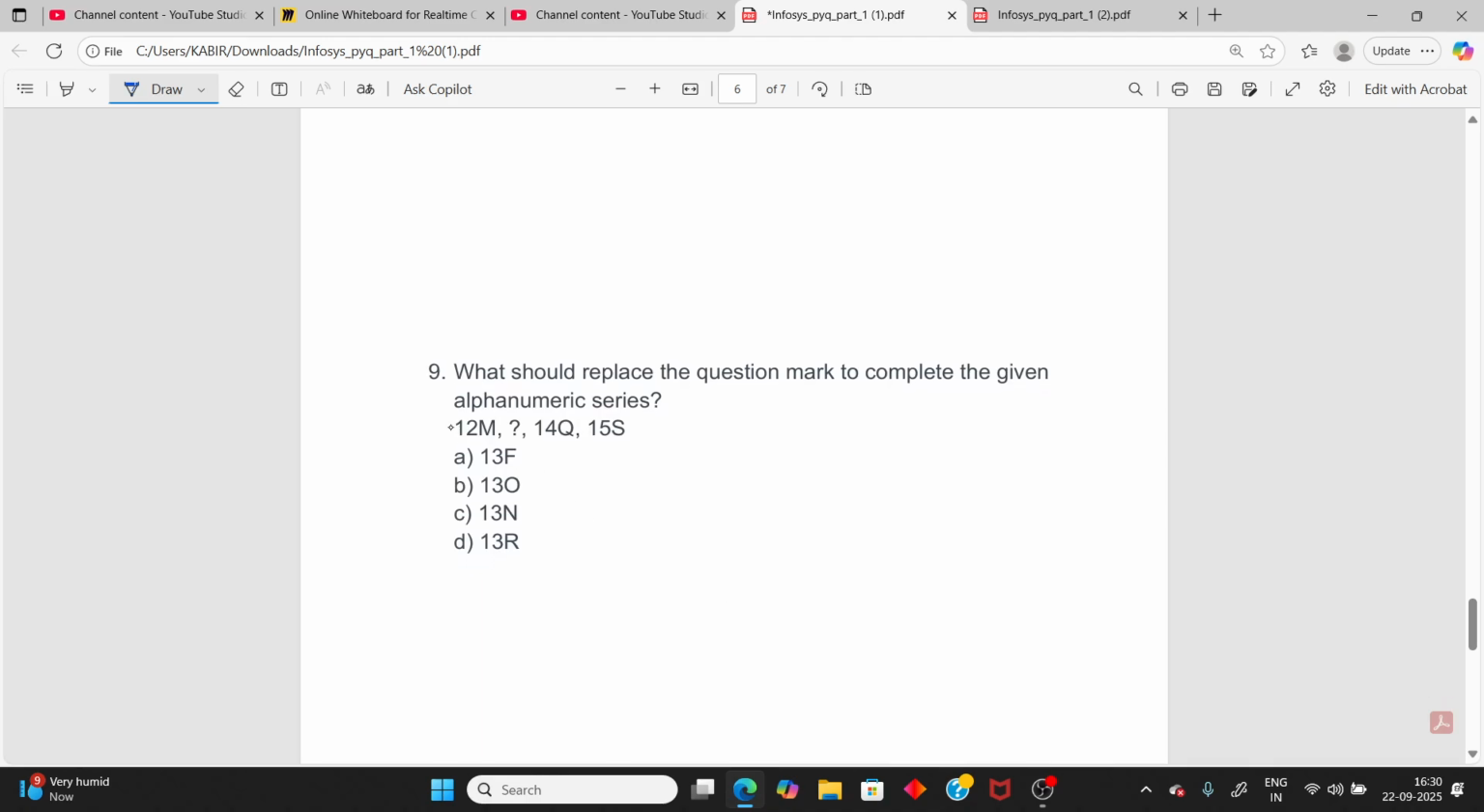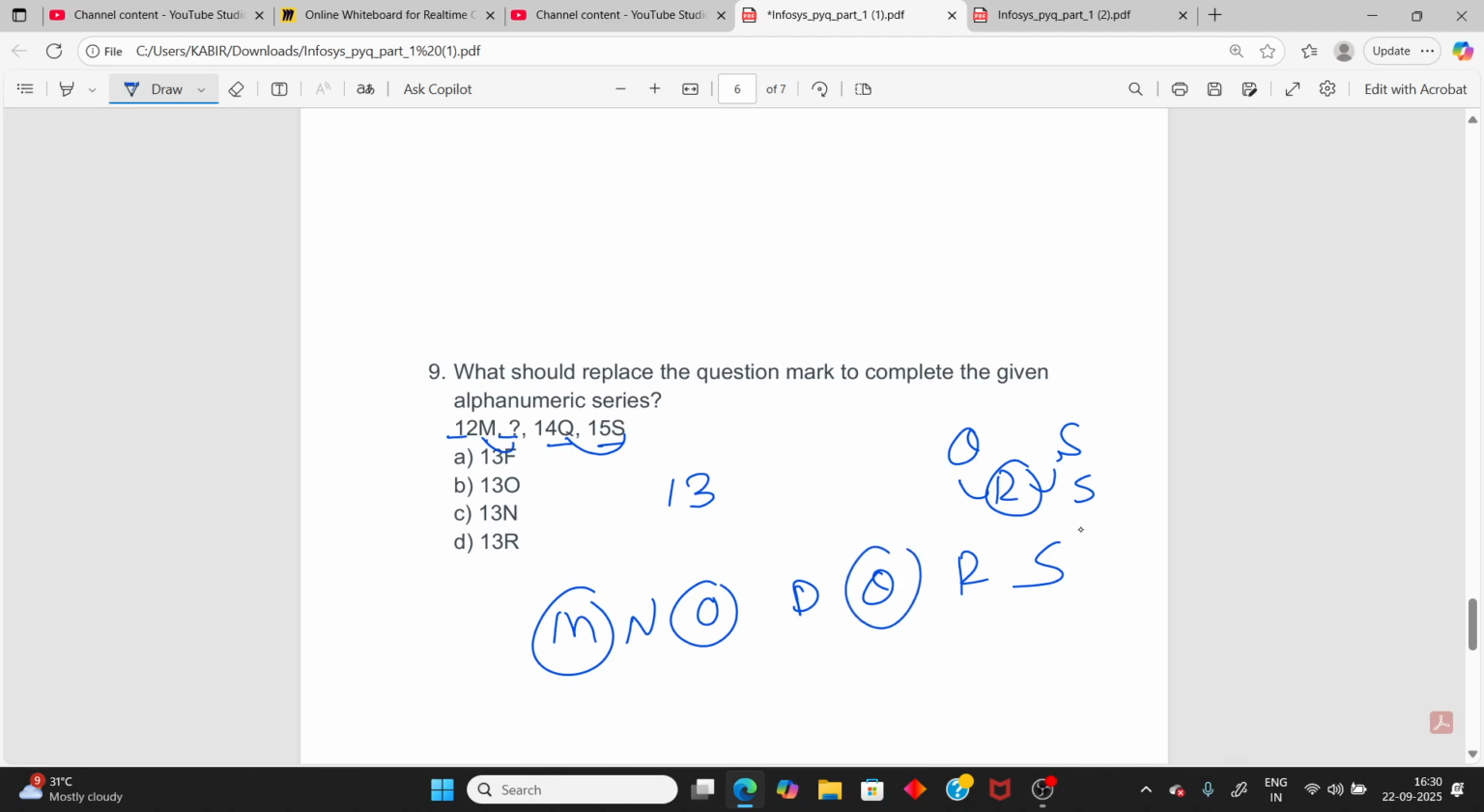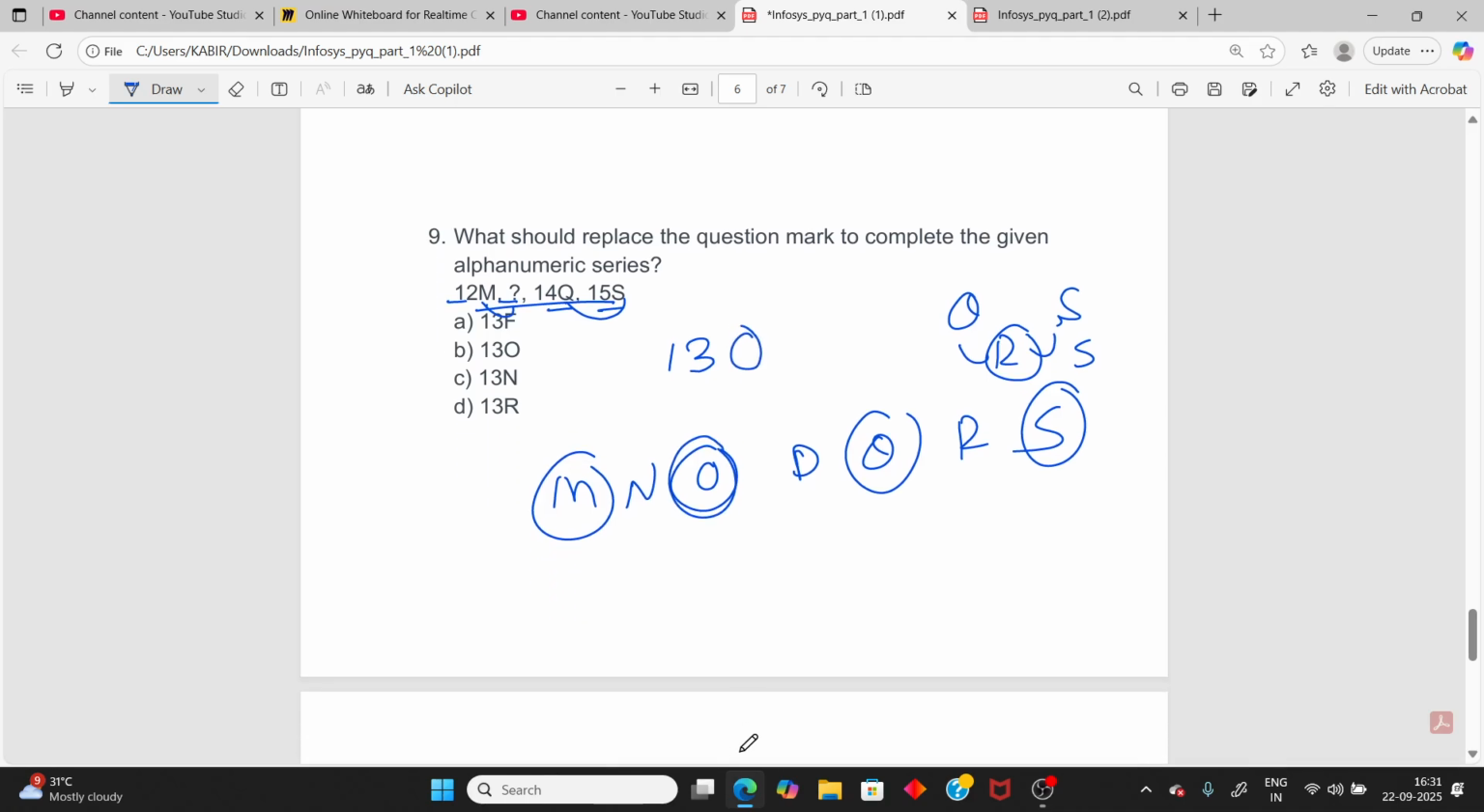Moving to the next question. Like 12, then 40, 50. It is increasing one by one. So 12 means 13. The first number is 13. Then M, then which actually will be present? Can you see the difference between Q and S? Q, R, S. That is one digit, one alphabet. M, N, O, P, Q, R, S. If you take M, O, Q, S, that is your sequence. So it should be O. So 13 O. Moving to the next question.